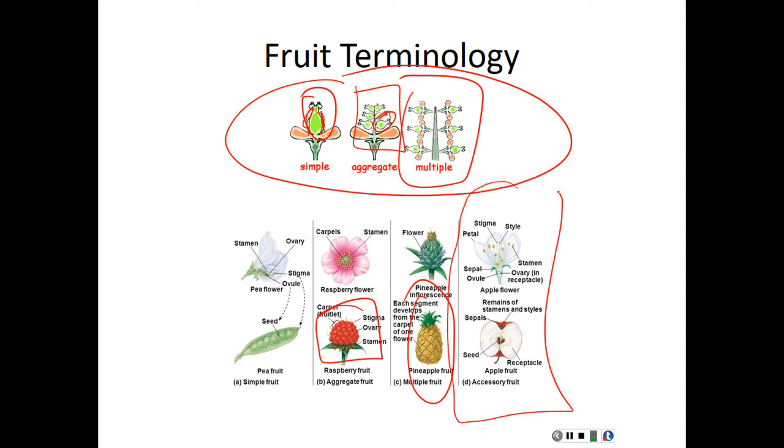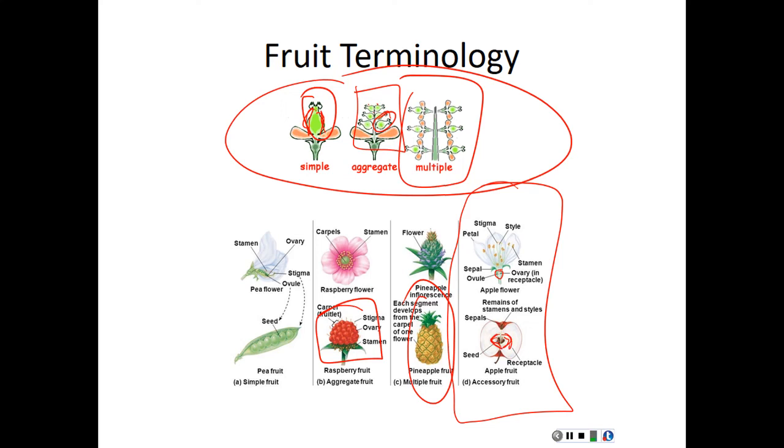And then finally, an accessory fruit. An accessory fruit is when you have tissues other than the ovary wall which are ripening and becoming fleshy. An apple is a great example of this. In an apple, the ovary is actually sunken down into the receptacle, and the ovary wall itself does not become fleshy. It is the receptacle that becomes fleshy and is the part of the apple you like to eat. The ovary wall is that really annoying leathery part that makes up the core that you don't want to eat.